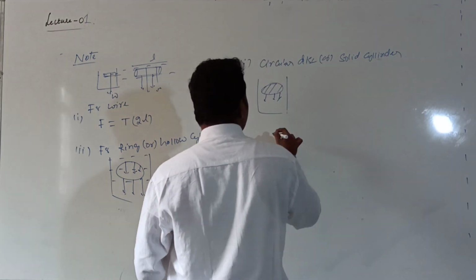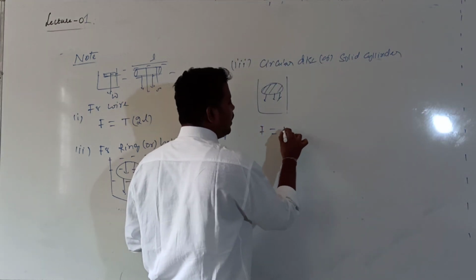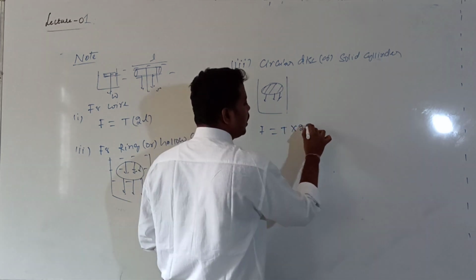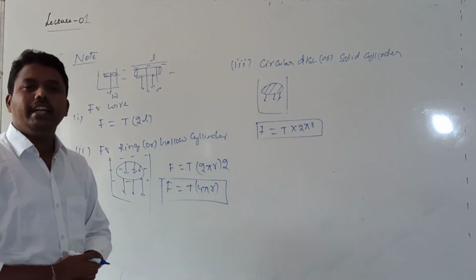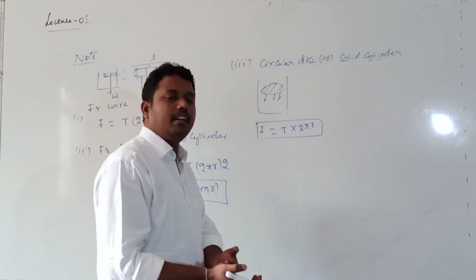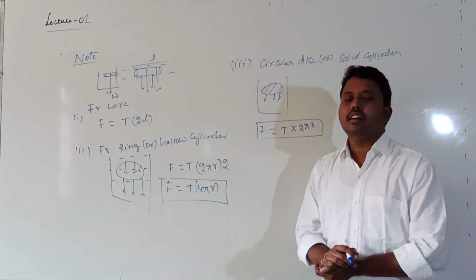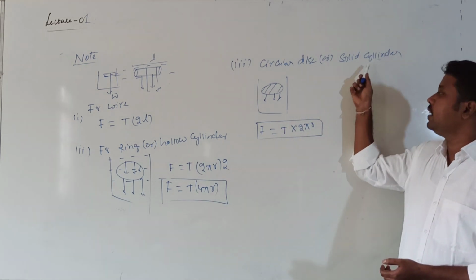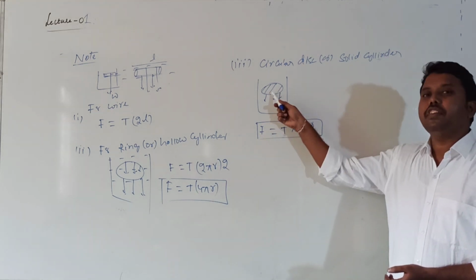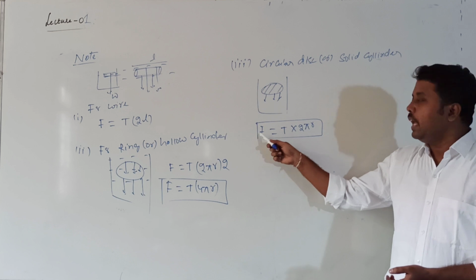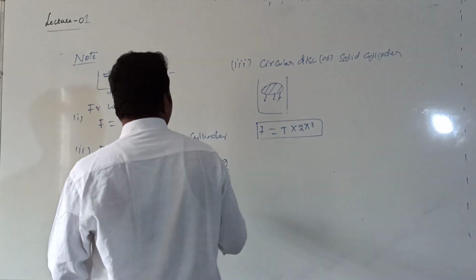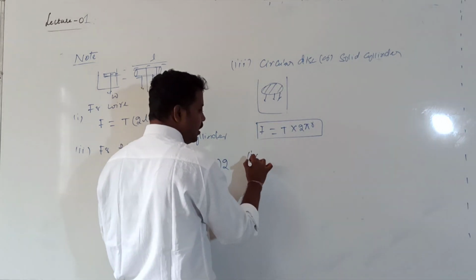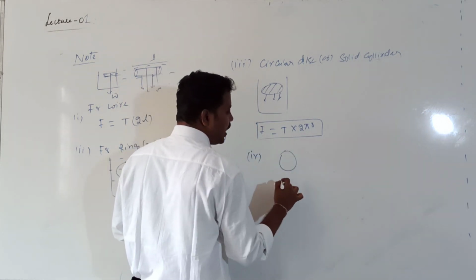How much force is needed to apply? F value is given by T into 2 pi r. Here only one side, not two sides. Are you getting it? Whether I take a circular disc or a solid cylinder, the force required to lift it from the free surface is given by F is equal to T into 2 pi r.